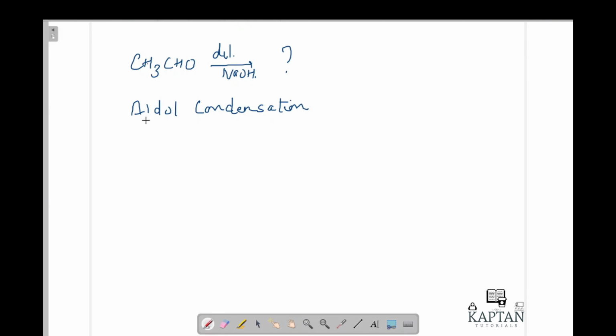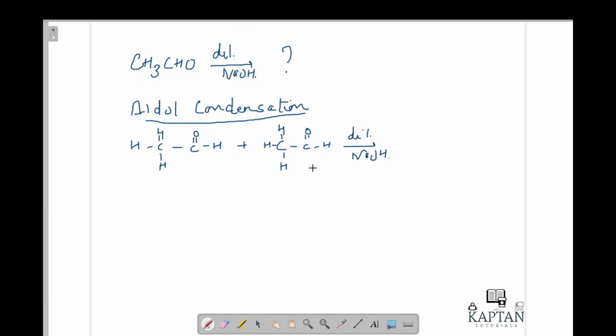In aldol condensation, what will happen? Just see. Here I have written the formula this way, H-CH-H, and this is C=O with H, plus, further I will write the reaction this way, CH-H, here it is H. We have taken two molecules of acetaldehyde, and the reagent which I have added is dilute NaOH.